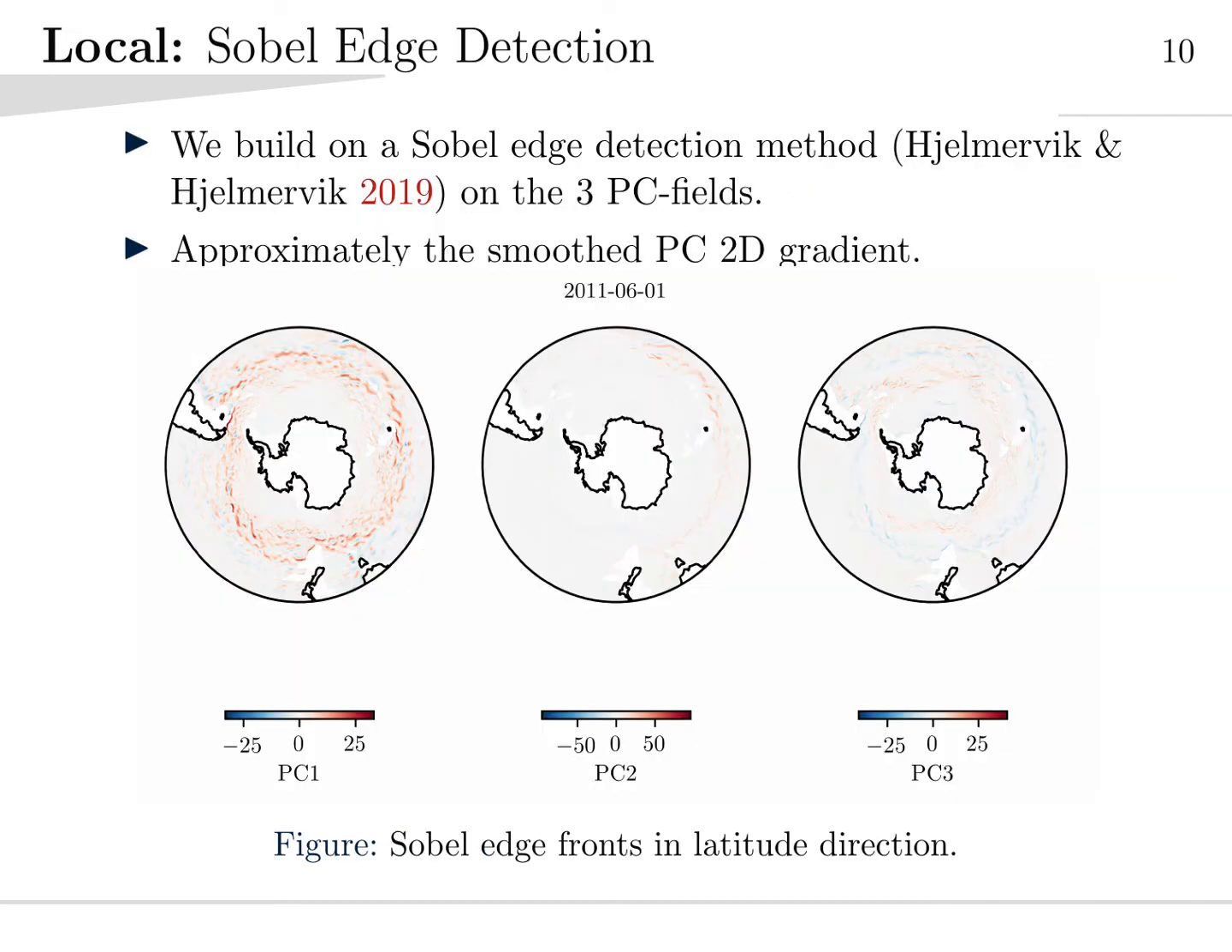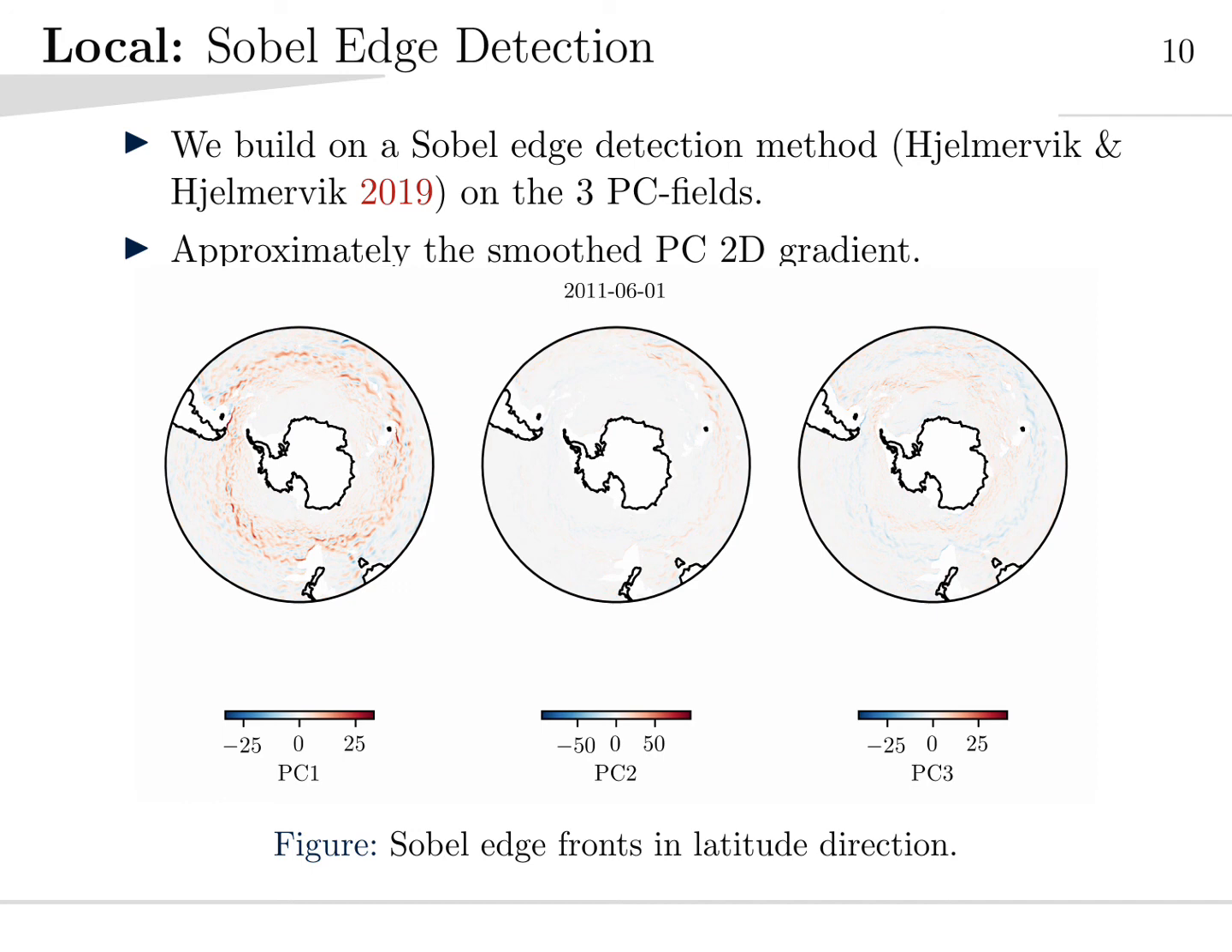The local alternative using the same data is to use Sobel edge detection, as in Hjelmervik and Hjelmervik last year, where they just apply Sobel edge detection to the principal component fields themselves. In this particular example, we're just taking the Y-Sobel edge detection operator on the ocean to highlight this.